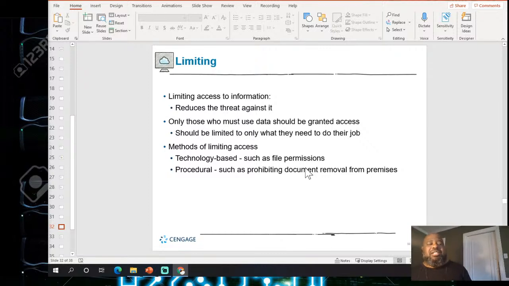Limiting access to information. We just talked about that. Reduce the threat: only those who must use the data should be granted access, limited to only what they need to do their job. Methods for limiting access: technology-based file permissions, and procedures prohibiting document removal. We talked about that. Least privilege, I'm putting that with limiting. So yeah, like I said, I like it from a security standpoint.